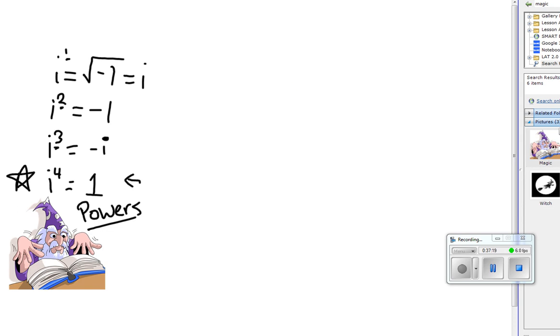What are we doing? 20. i to the 35th plus 5 times the square root of negative 9. Where are these numbers coming from? That's actually a plus. Okay, so we leave the left side alone for now.